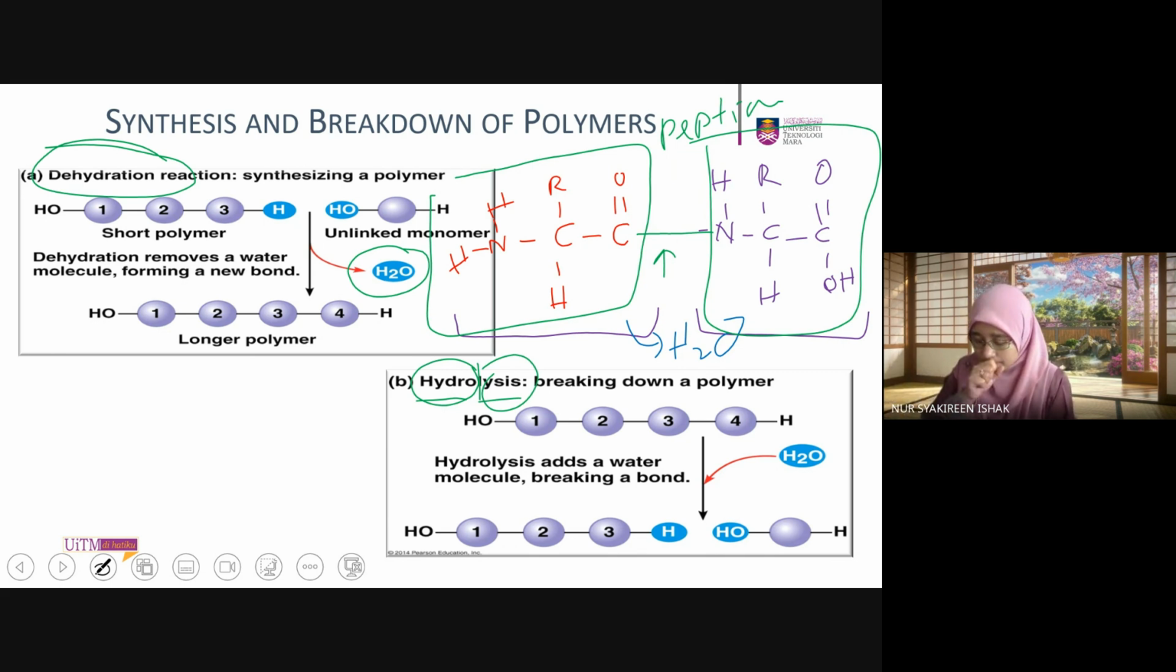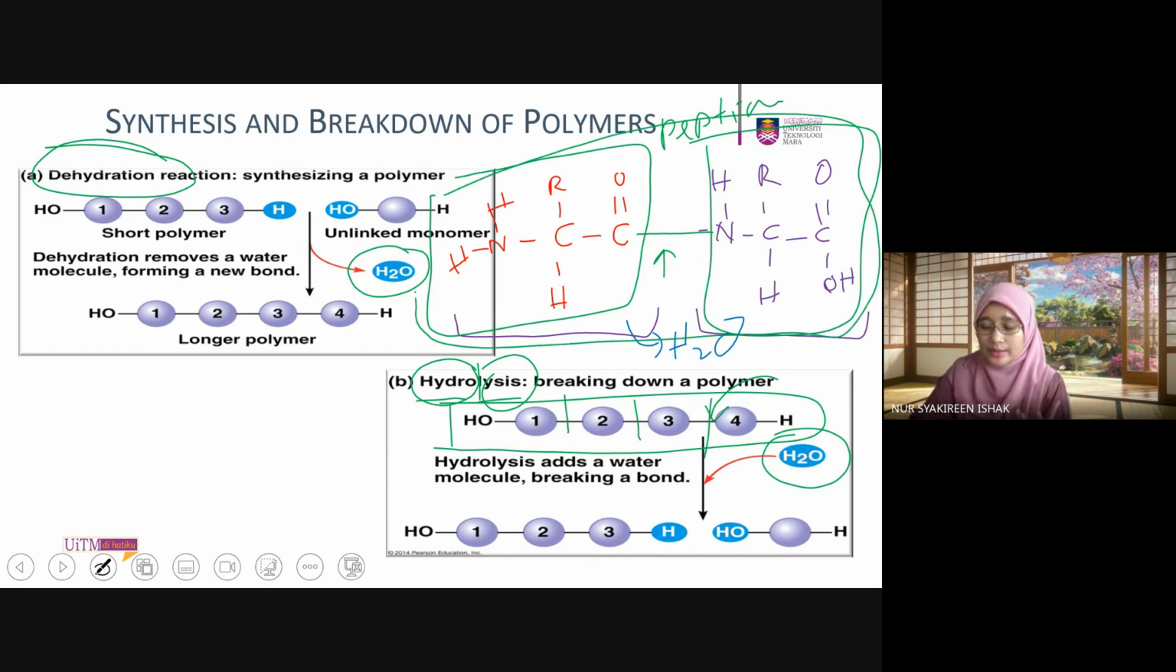Here, as you see, we have a polymer that consists of several monomers, and you want to break the bond between the monomers. In order to break the bond, the reaction requires a water molecule for every bond that is broken between the monomers. So as you can see here, for example, initially I've drawn a molecule we call a dipeptide.